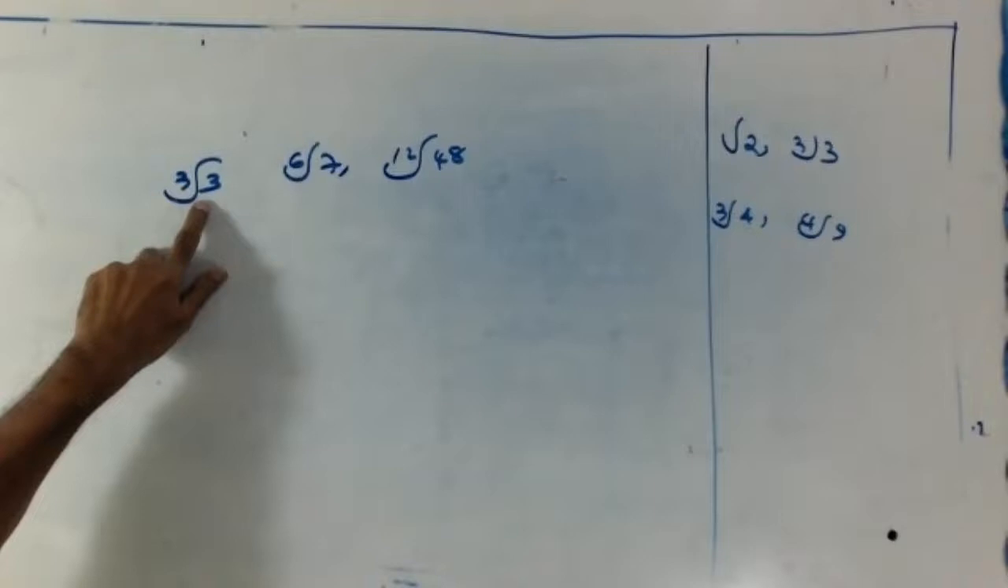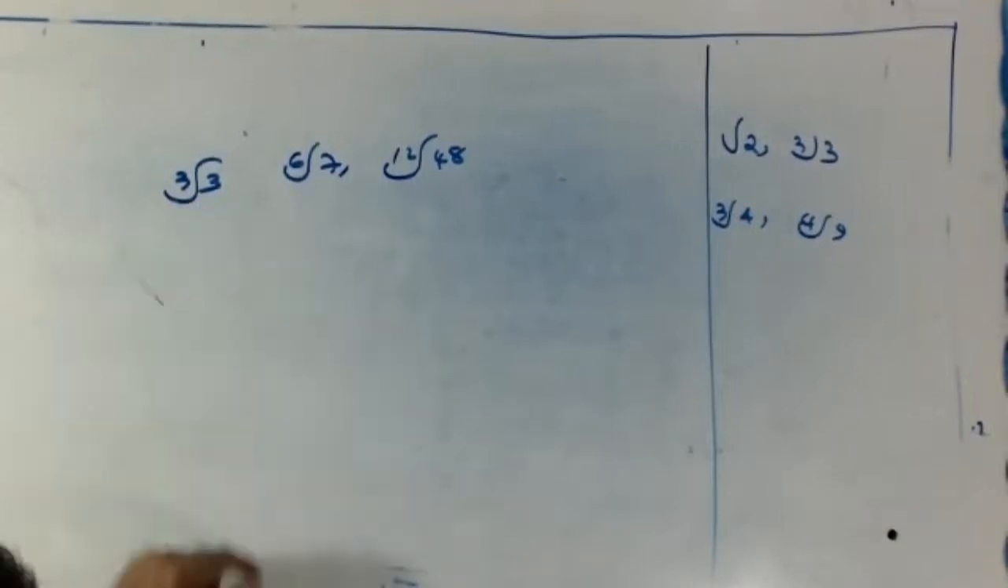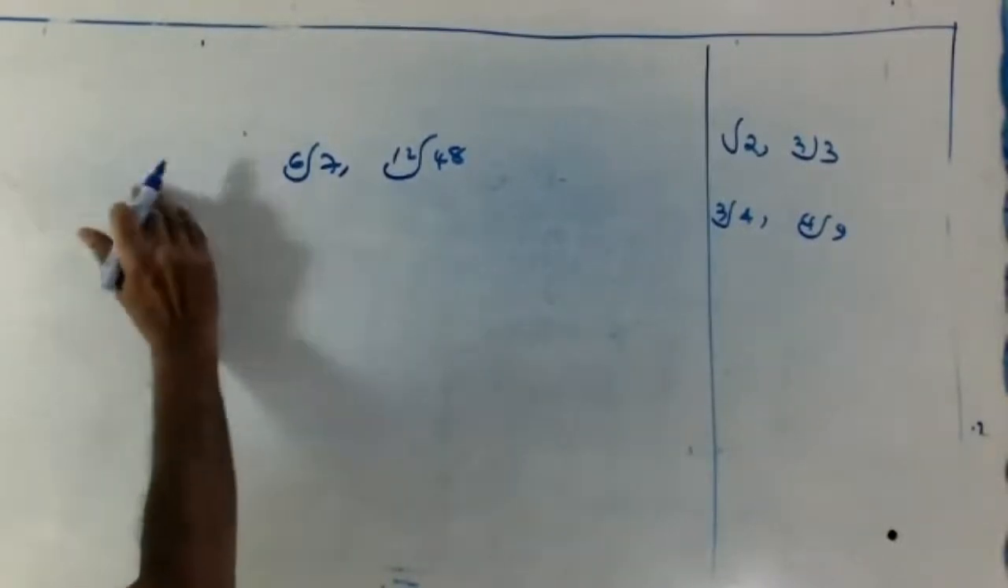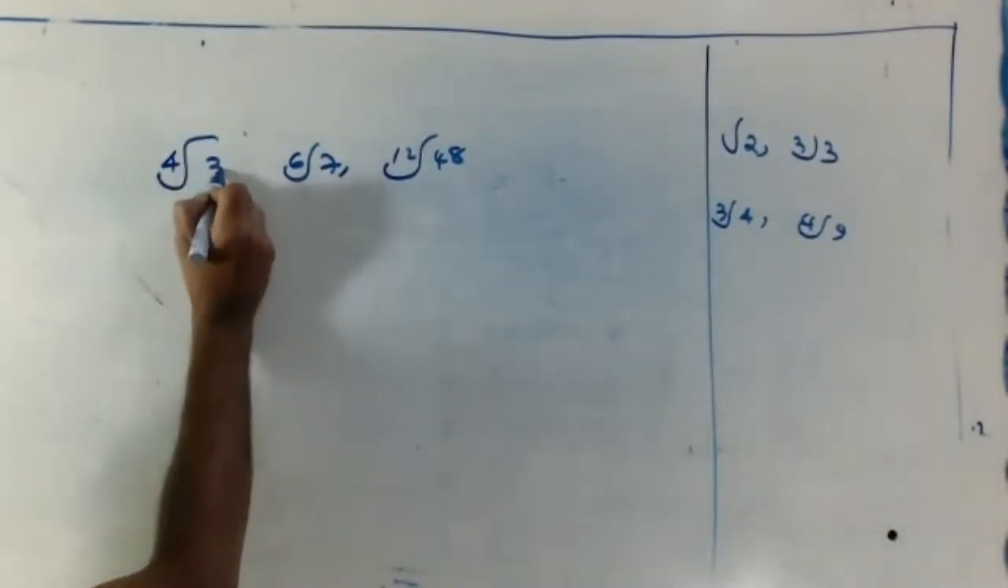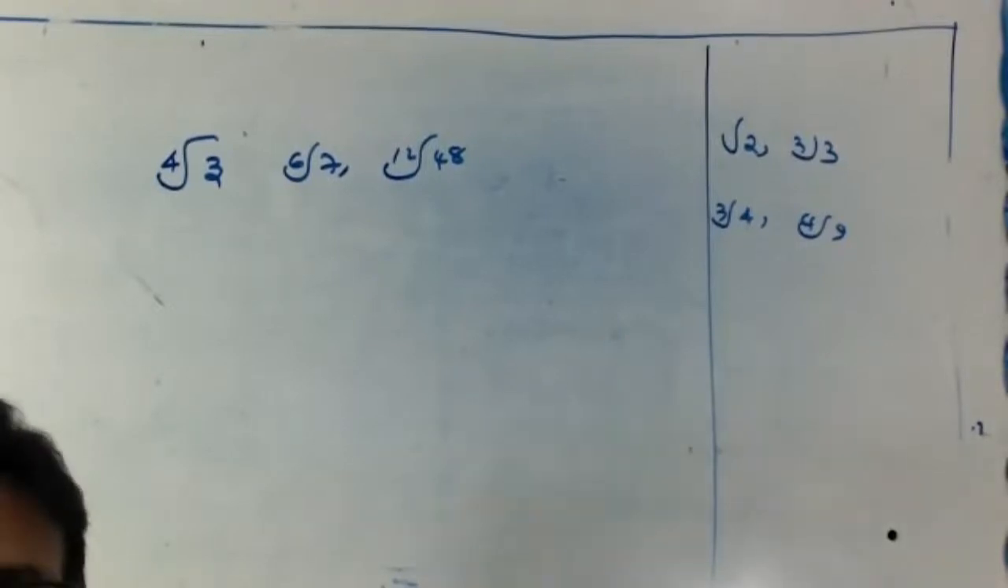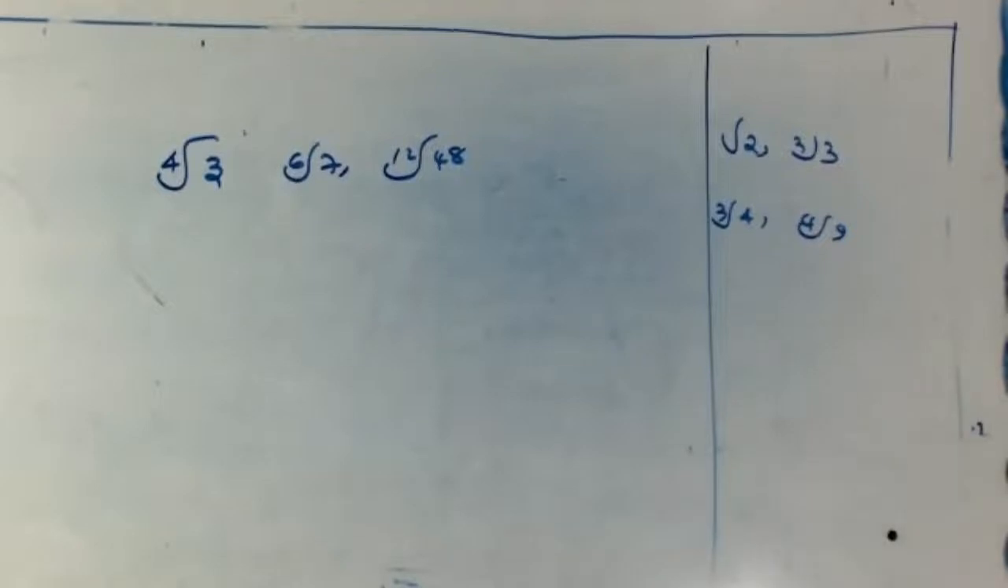Wait, some corrections there. Here, fourth root of 3. Once again: fourth root of 3, sixth root of 7, 12th root of 48. Ascending order, small to big. If you can write in commas, okay, that doesn't matter. You find out now.